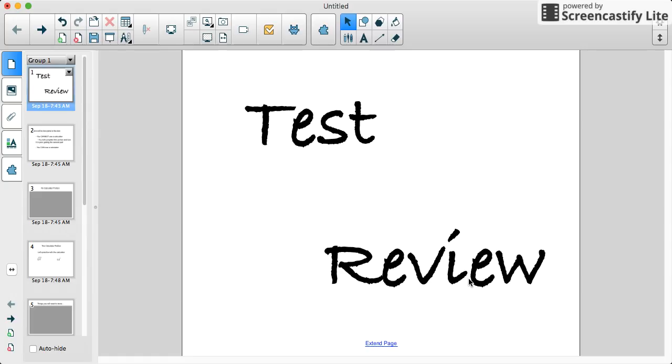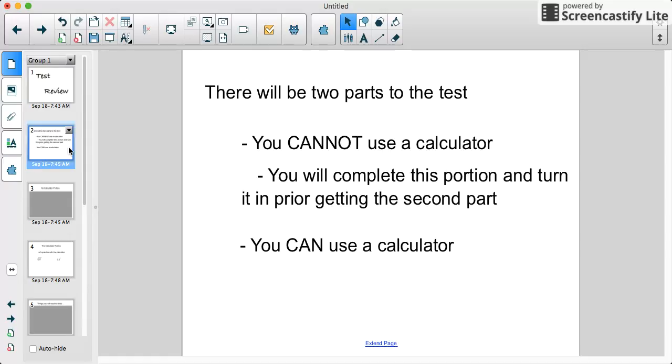Today we will be going over the test review for our test that we will be taking on September 19th. The first part of our slides is to indicate that there will be two parts to the test. The first part you cannot use a calculator on. You will complete this portion first and then turn it in prior to getting the second part. After you have the second part, you may get out a calculator and use it.